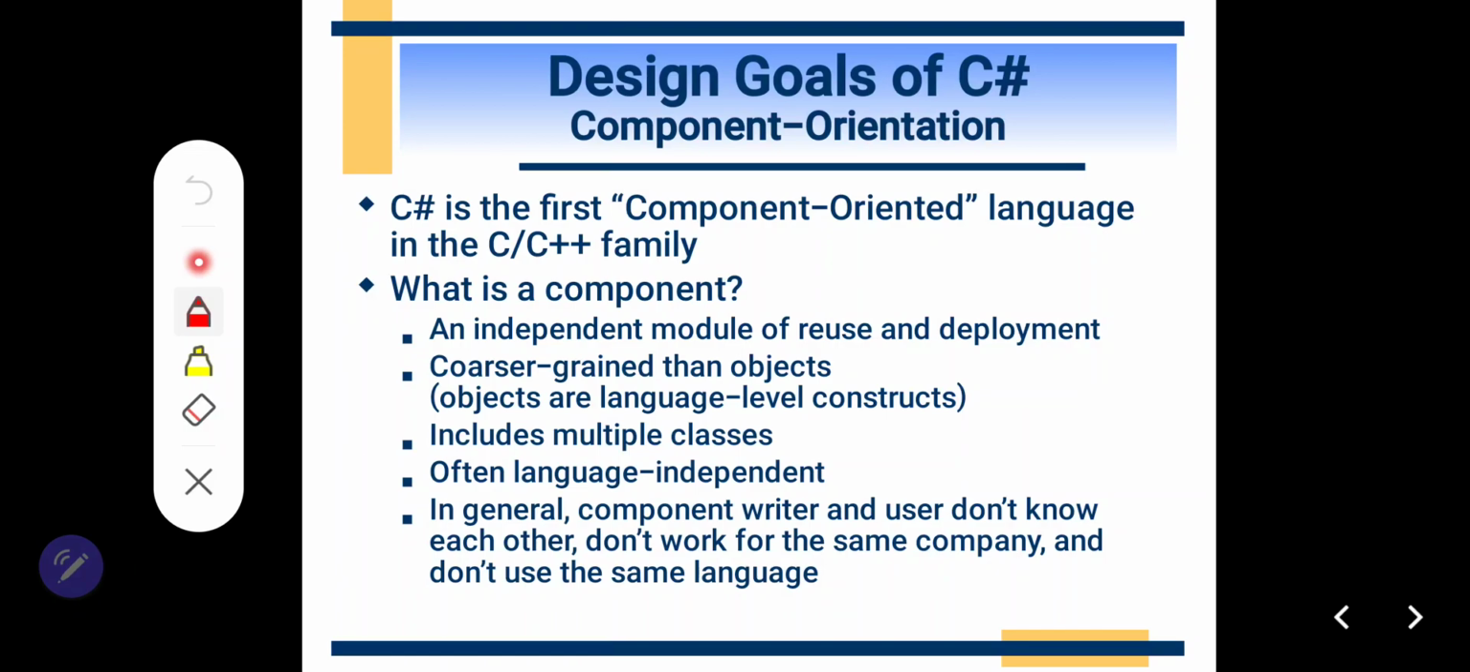Design goals of C#: component orientation. C# is the first component-oriented language in the C or C++ family. What is a component? An independent module of reuse and deployment, coarser grained than objects. Objects are language-level constructs; a component includes multiple classes and is often language independent. In general, the component writer and user don't know each other, don't work for the same company, and don't use the same language.